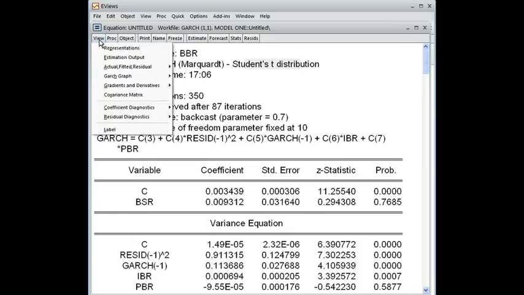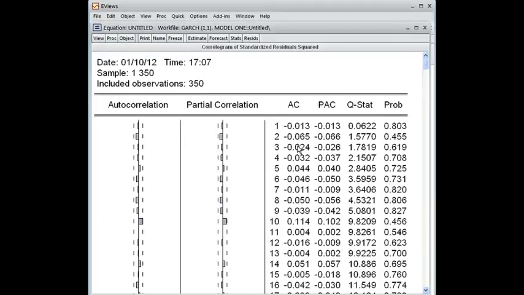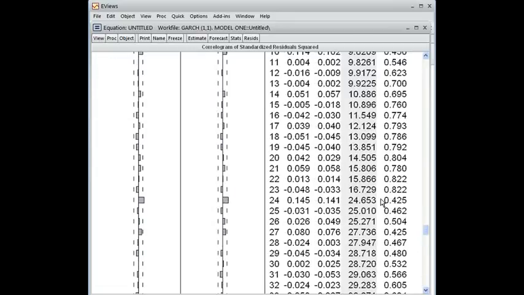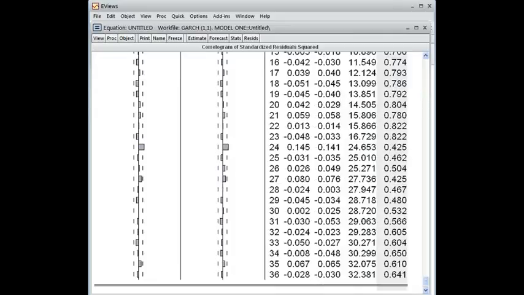I go to View, then Residual Diagnostics, as before. I'm following the same steps that I did before. I choose correlogram, and 36 lags, as before. Here are the Q-statistics and the corresponding p-values.